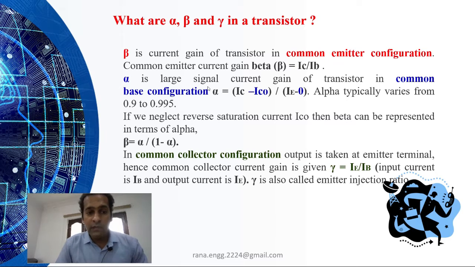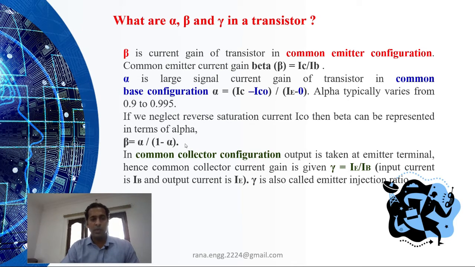Alpha is related with common base. In that we take IC by IE, that is output current by input current. Base is common. Here we can see ICO and 0. ICO is the leakage current we discussed in the previous session. For common base, when we consider the leakage current, we can take this value. Otherwise, we simply take IC by IE. Alpha and beta examples we have seen in previous sessions. Alpha values vary from 0.9 to 0.995. Beta is around 50 to 200.